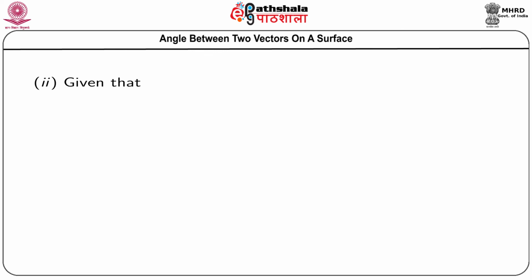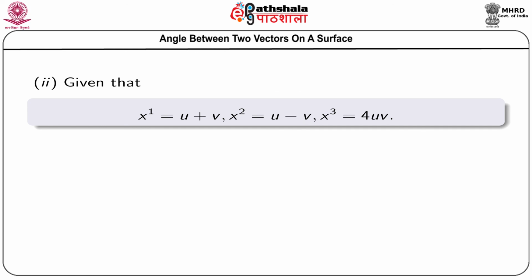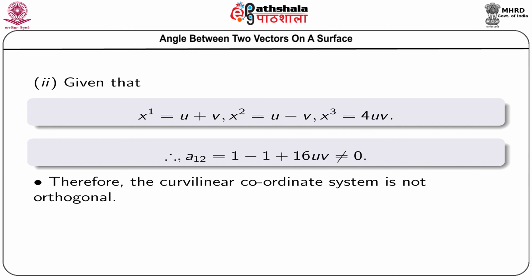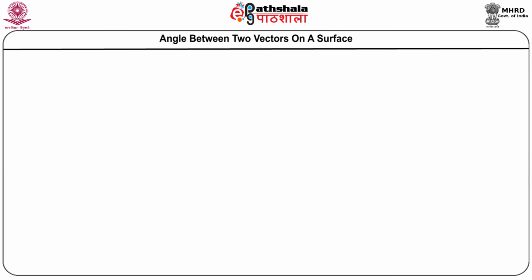For the second surface, that is for hyperbolic paraboloid, we have x1 equal to u plus v, x2 equal to u minus v and x3 equal to 4uv, and if we calculate a12, we are getting 16uv, which is not equal to 0 unless uv equals to 0, but uv cannot be 0. So, a12 is not equal to 0. Therefore, the curvilinear coordinate system is not orthogonal.